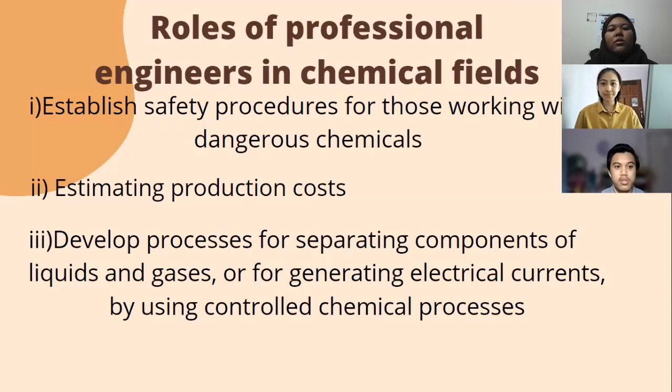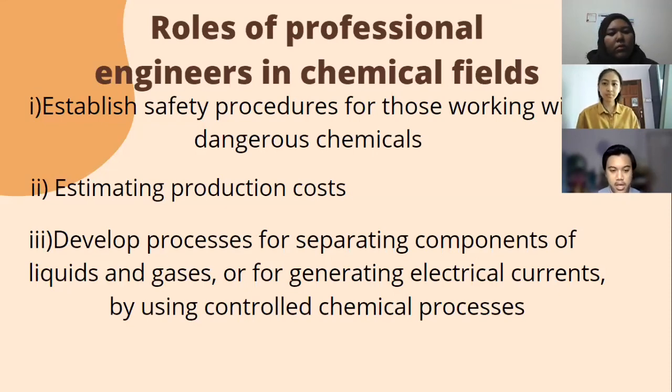So what is the role of a professional engineer? The first is to establish safety procedures for those working with dangerous chemicals to ensure that no accident happens during working time. Next, estimating production cost. For example, if there are any equipment or processes that can be combined into one process, engineers should combine them to reduce the cost and at the same time increase productivity.